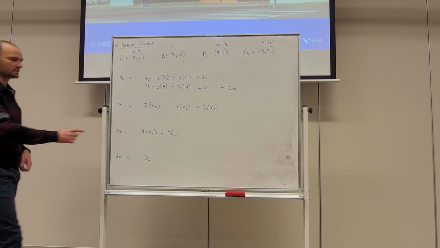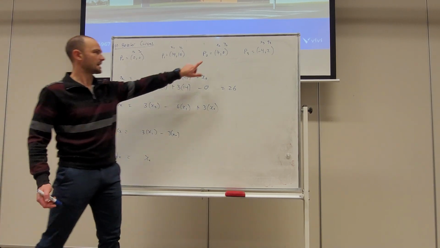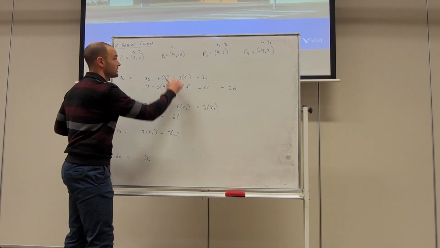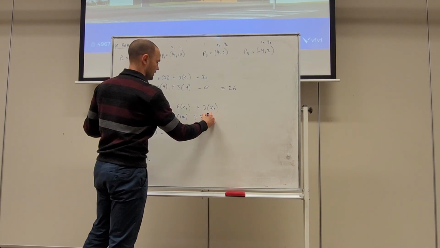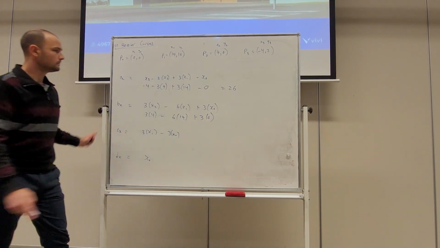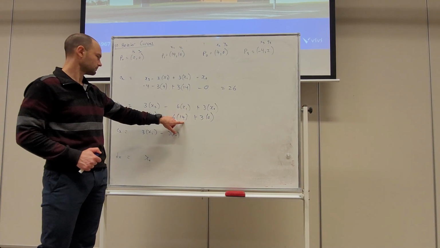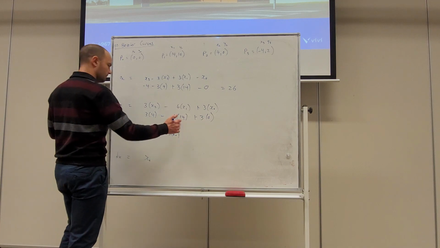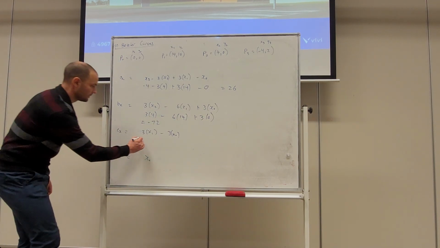Then you just rinse and repeat for the second and third row, following the formula there. So 3 times x2, so we'll have 3 times 4, take away 6 times 14, plus 3 times 0. So what will we have there? 12, minus 84, plus 0, which is minus 72. Just cracking on.